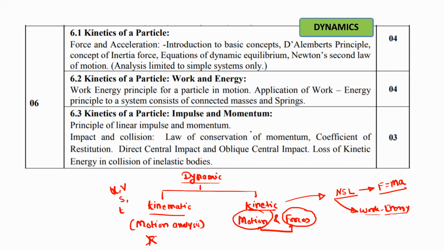Then impulse momentum equations. So here you can see in module 6, in the kinematic part, we will be dealing with D'Alembert's principle and Newton's second law. Then section 6.2 is the kinetics of particle, which is the work energy principle. And section 6.3 is impulse and momentum. Okay. So when we start with the dynamic part, we will study all these modules in detail. This is just an introduction of your syllabus.